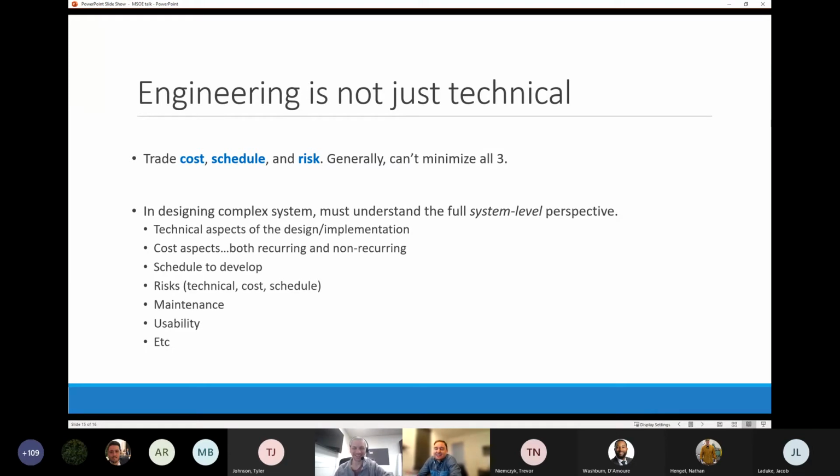So, and there's things like maintenance, usability. So just what I want to highlight is that you can get into these really niche design elements, but you really need to keep that system level perspective, and not even just a technical perspective, but that program perspective on what's it going to cost, how long is it going to take, things like that. Yeah, awesome. So that's it. Happy to just have a discussion or take any questions.